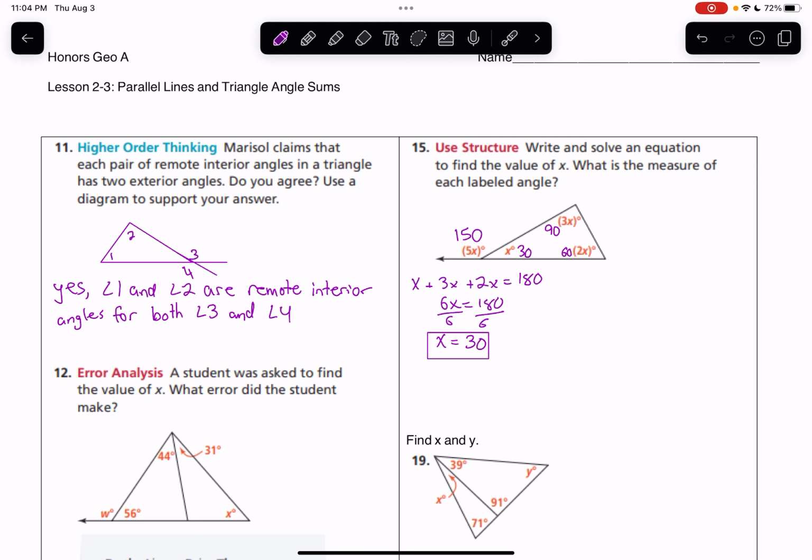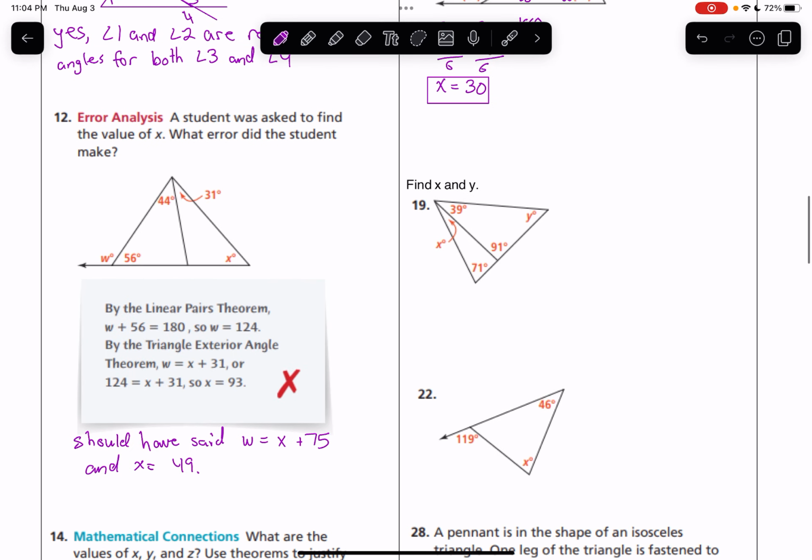Number 19, find x and y. Well, y is pretty easy because we know that the angles in a triangle add up to 180. So we can do 180 minus 39 minus 91, and that's going to give us angle y. And so that'll be 50 equals y. So there's 50.